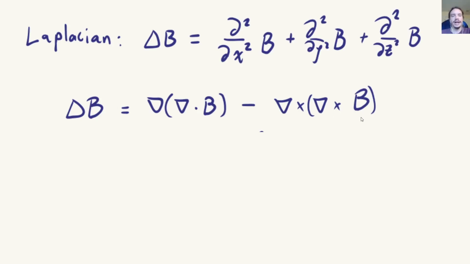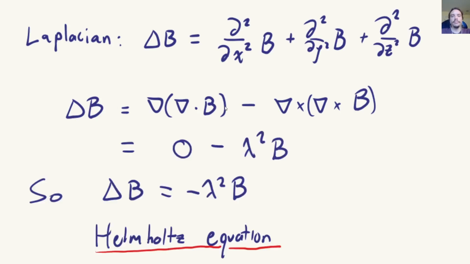This is kind of nasty to figure out why it's true. I highly recommend, if you want a good multivariable calculus exercise, try computing this out and seeing why it works. Start on the right, write down this formula, write everything out, and see why you get the Laplacian at the end. But for now, we won't do that. We'll accept this as given. And we know that for our magnetic field, the divergence is 0, and the curl of the curl is lambda squared times B. So we end up getting that the Laplacian of B is equal to minus lambda squared times B.